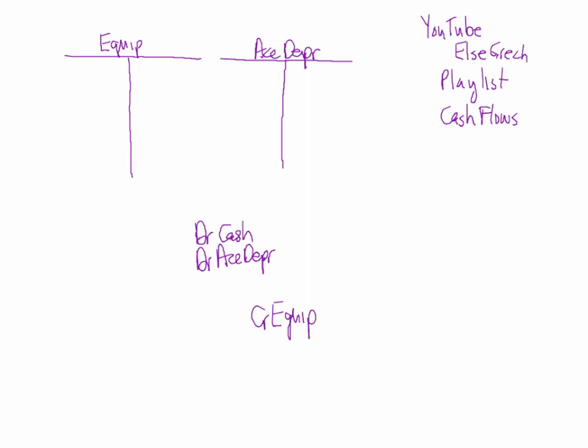So what I'm going to do is first look at the statement of financial position to find out the opening balance for equipment and the closing balance for equipment. The opening balance for equipment is going to be the balance in the prior year.